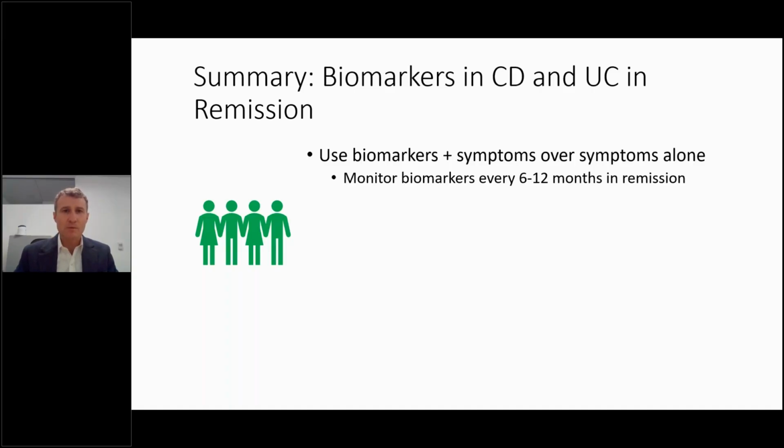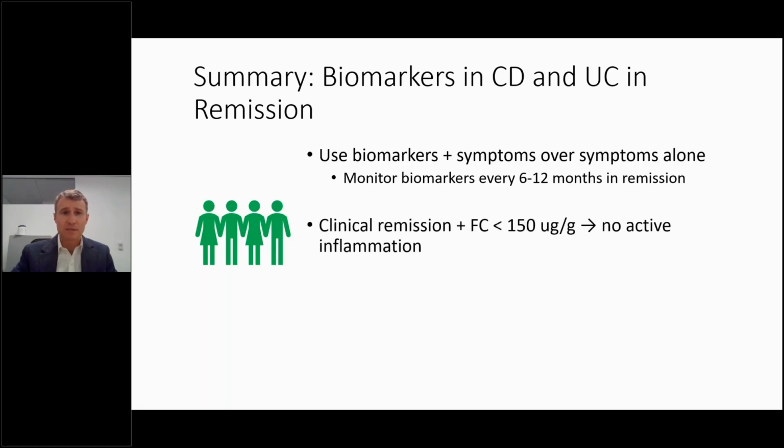So what the biomarker guidelines in Crohn's disease and ulcerative colitis state is that for individuals in remission, they recommend utilizing a combination of biomarkers with symptoms over a strategy that only assesses symptoms alone. In individuals who are in remission, we can follow these biomarkers every 6 to 12 months to confirm and perform a disease activity assessment in combination with symptoms.